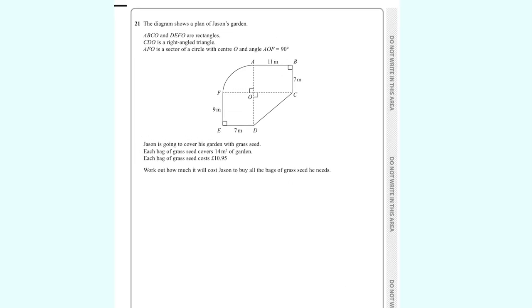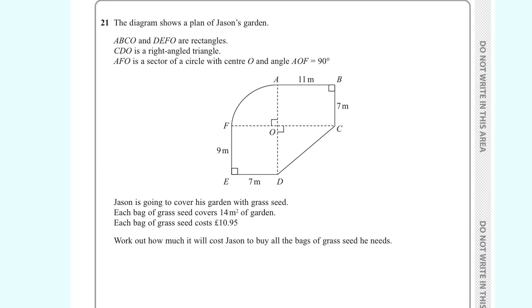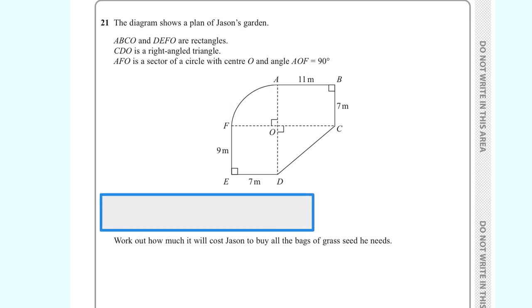Okay. We've got Jason's garden. What a lovely garden he has. We've got some rectangles, we've got a triangle in there, and we've got part of a circle. Looks like, to me, that is a quarter of a circle, actually. Alright. He's going to cover his garden with grass seed. Okay, for now, we're going to ignore the waffle that is down there. We're going to ignore that for a minute.